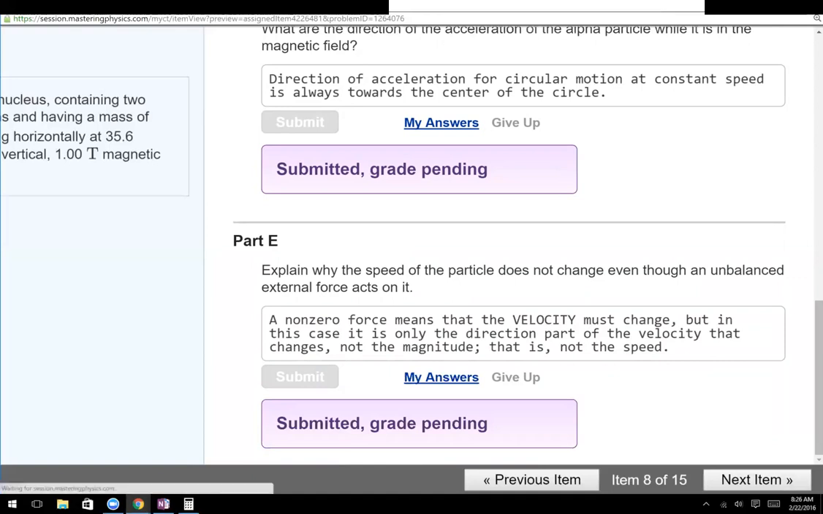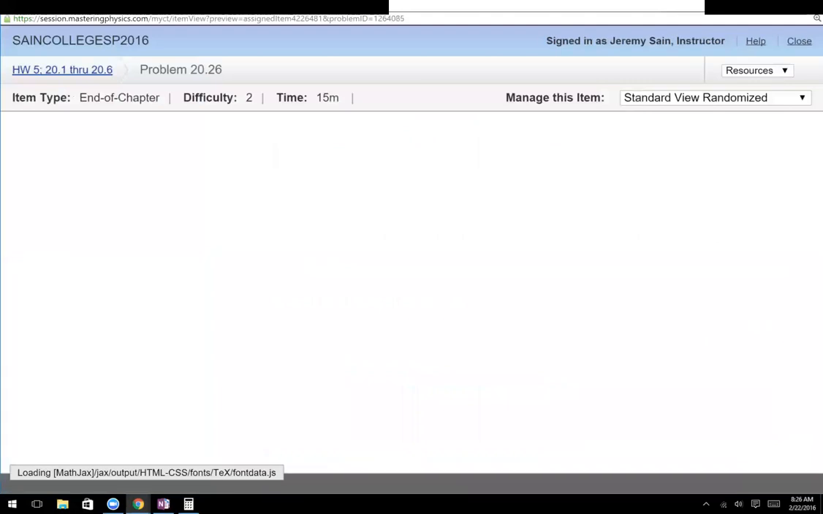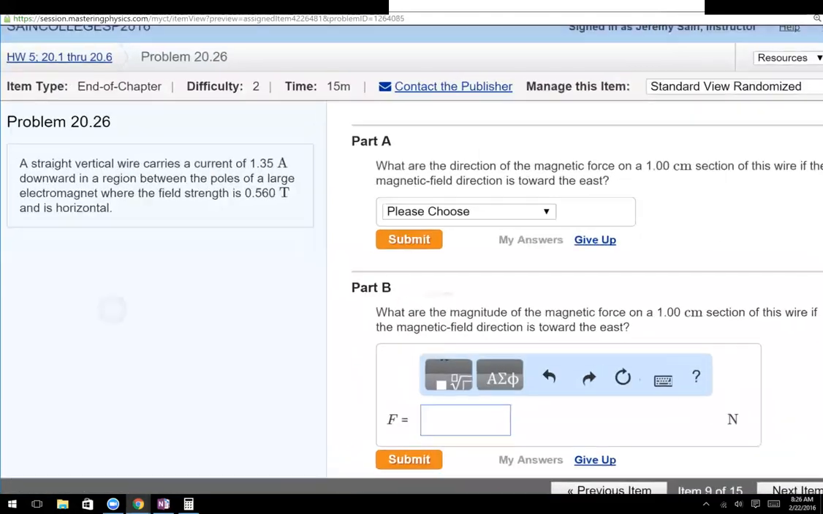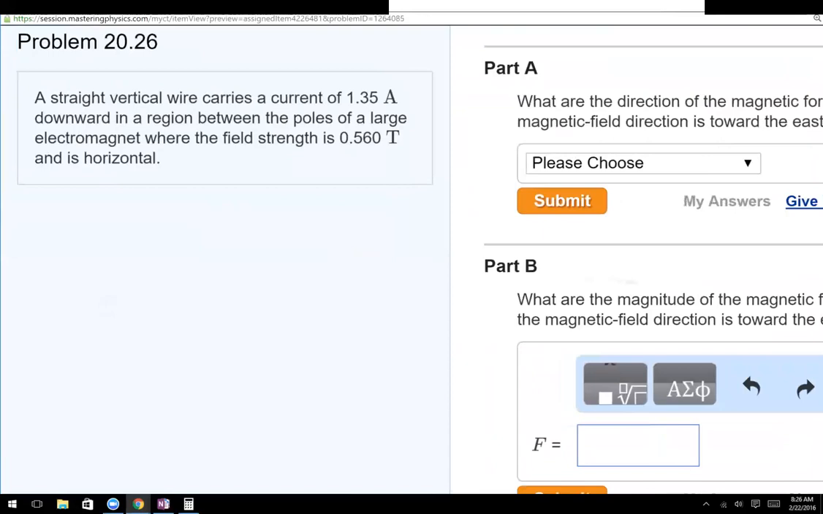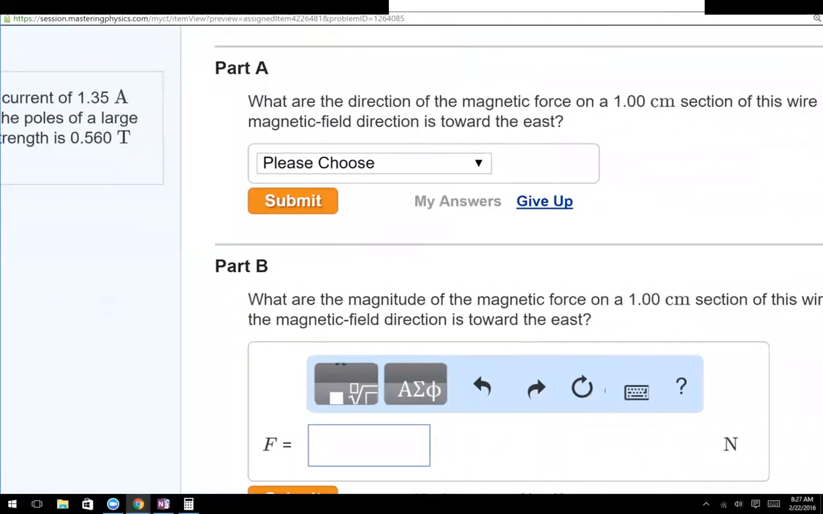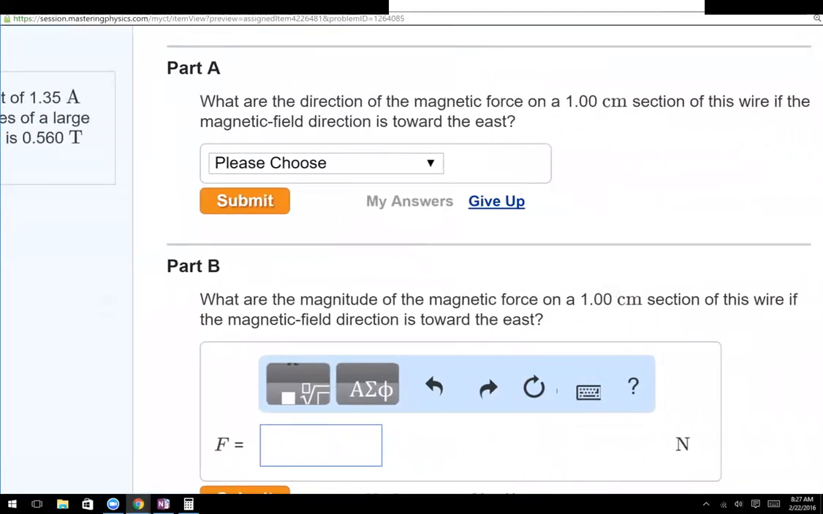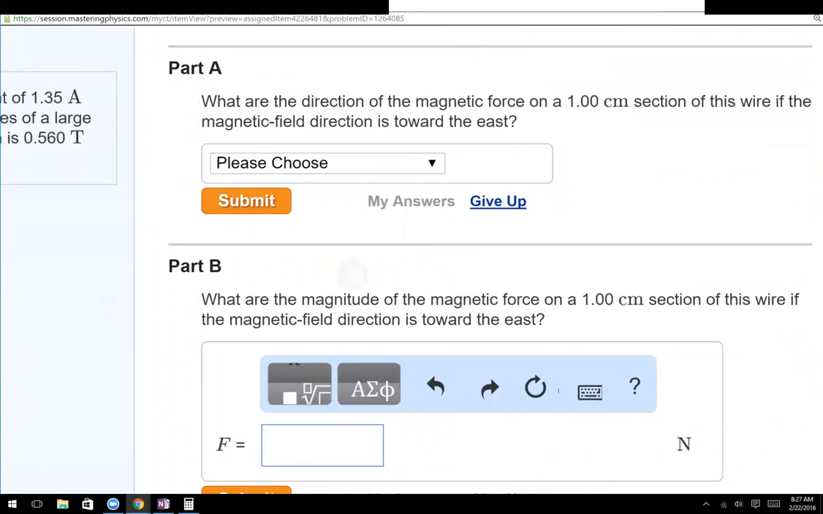The next one had 6 parts, so let's look at it too, and then we'll go down and hit that 5 one. The straight vertical wire carries a current of 1.35 amperes downward in a region between the poles of a large electromagnet, where the field strength is equal to that. What's the direction of magnetic force on that section of the wire if the magnetic field direction is toward the east?